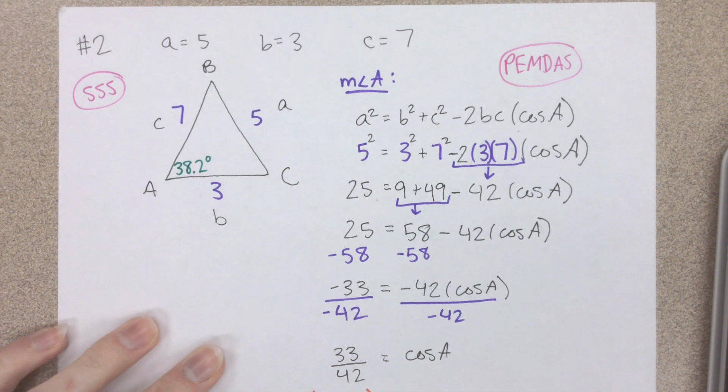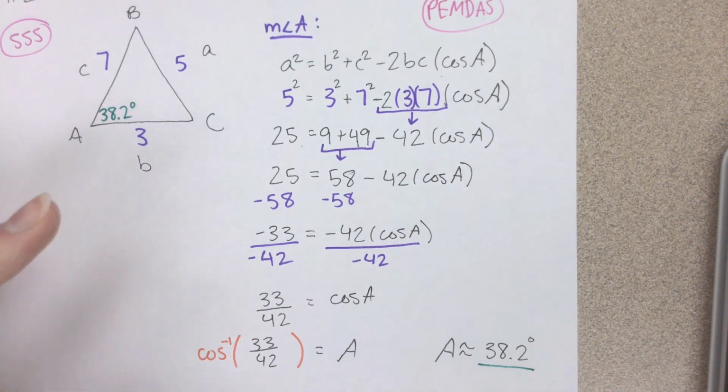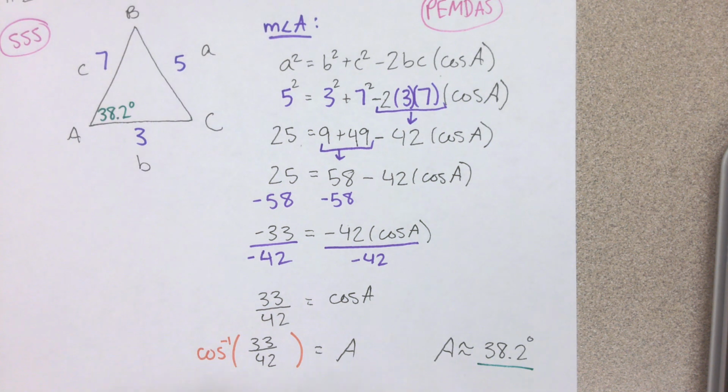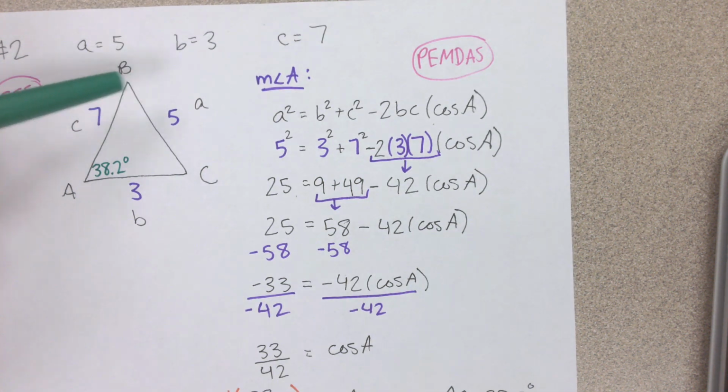All right, there's one of three angles. Now we have to unfortunately do this whole process again for another angle, and then we can use 180 to get the final angle. So again, I'm going to go alphabetical order, and I'll solve for B next.